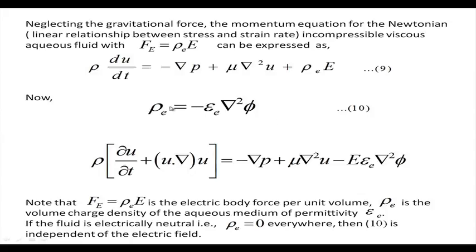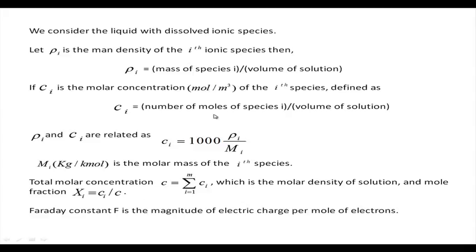Okay. So, that means this equation 10 demands that we should have an expression for rho e, which is governed by the distribution of ions. Now, in order to do that, we first define how we measure the distribution of ions. So, we call rho i the mean density of the ith ionic species.